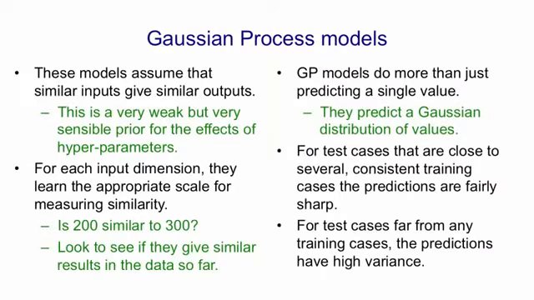When they're making a prediction for new settings of the hyperparameters that are close to several consistent settings that we've already run, so we know the answer, their predictions will tend to be fairly sharp. That is, they'll have low variance. But when they're making predictions for experiments where the hyperparameters are very different from any setting of the hyperparameters we've experimented with so far, the predictions made by Gaussian process models will have very high variance.